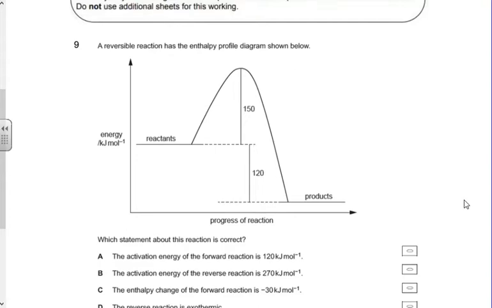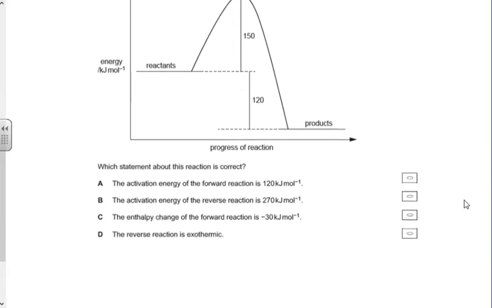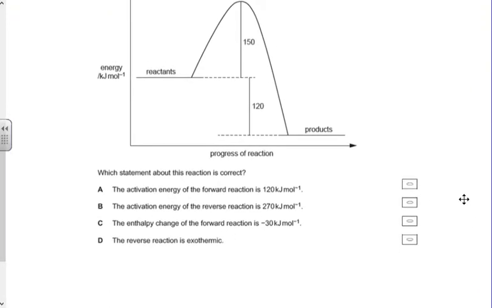reversible reaction. So let's look at which statement about this reaction is correct. A tells us that the activation energy of the forward reaction is 120. Well, we should know that the activation energy for the forward reaction is 150, so A is incorrect.